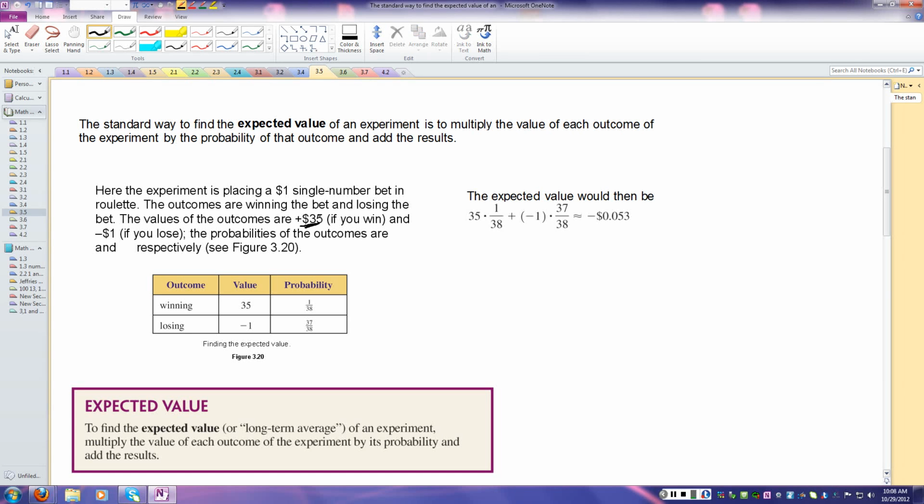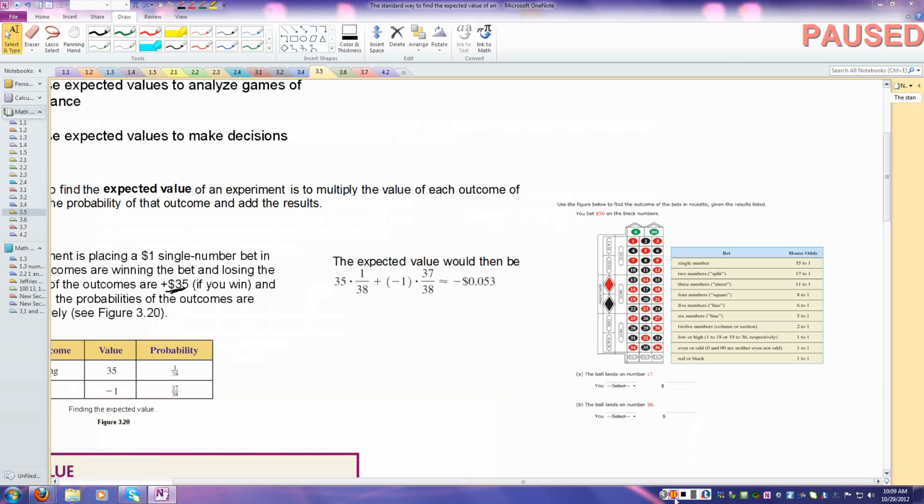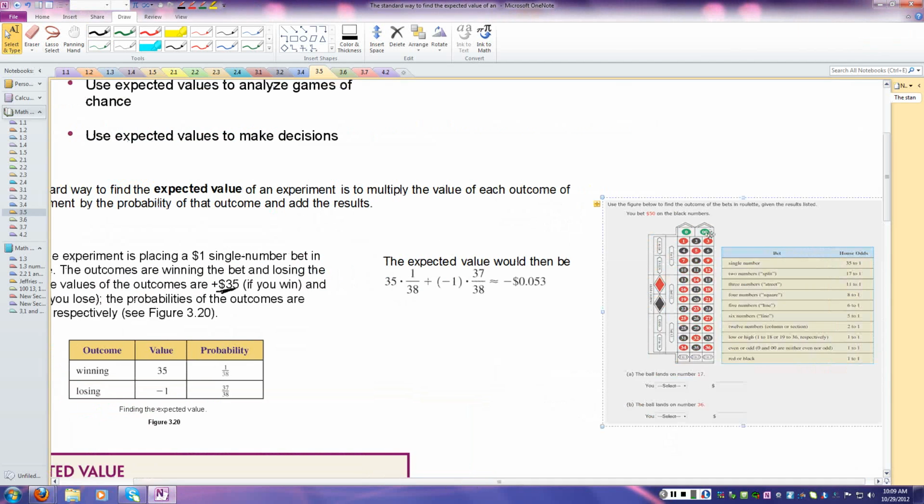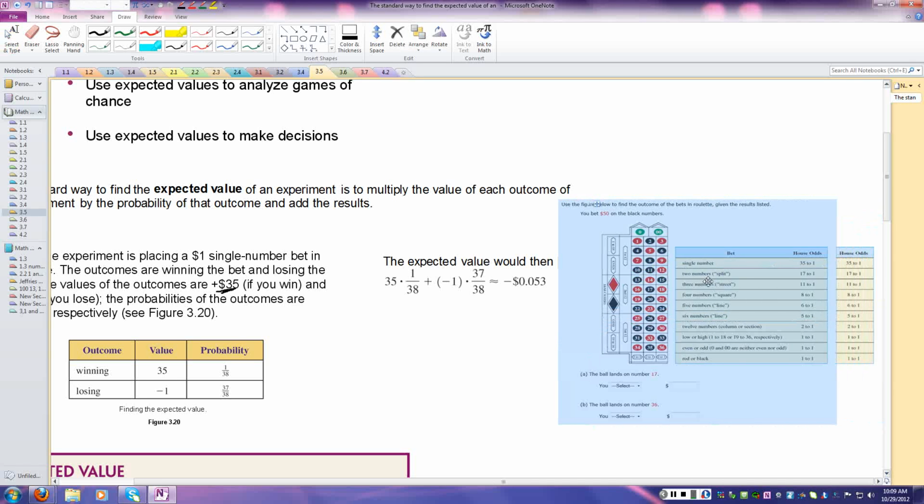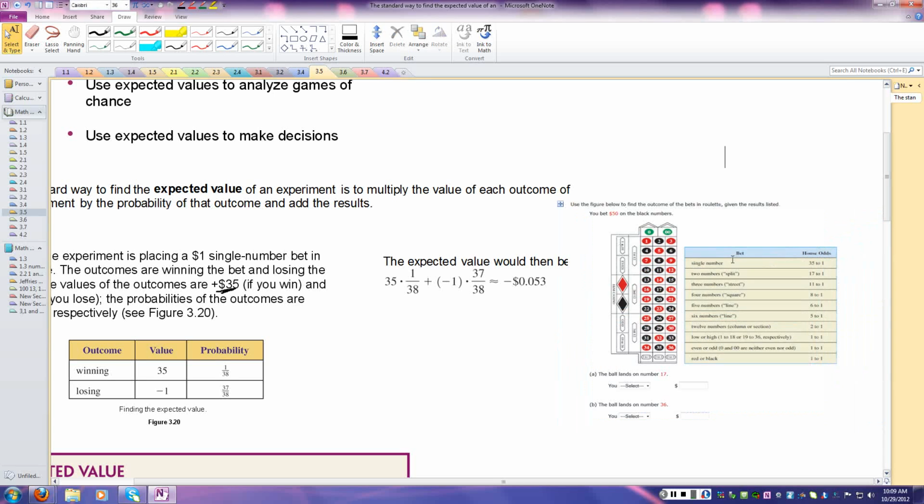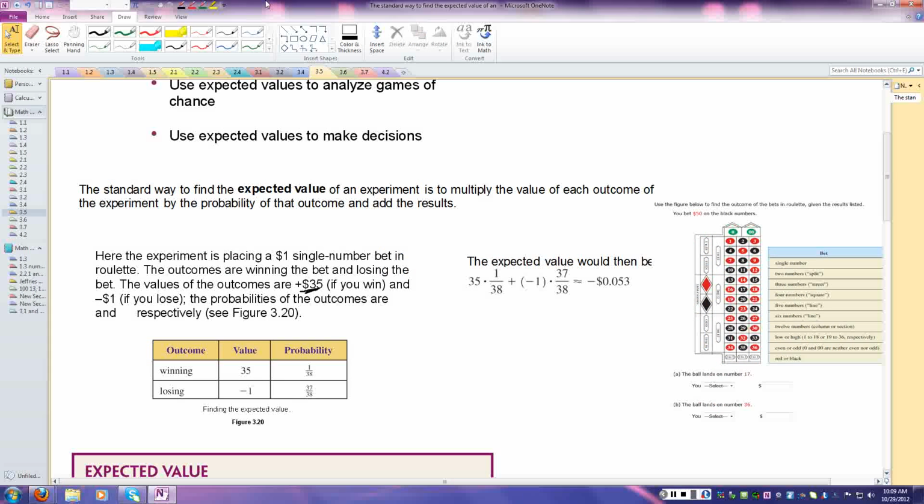Now you might have to go to that roulette table, so you might have to look in your book or in a previous homework assignment to see the roulette table. I just pulled it from the book. So a $1 bet, if you win, you're going to win $35. They're going to expect you to be able to find that or know that. And negative $1 if you lose.